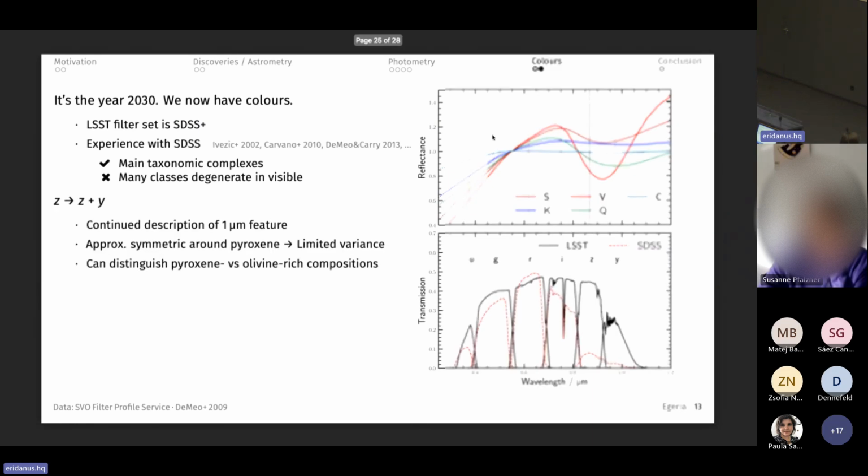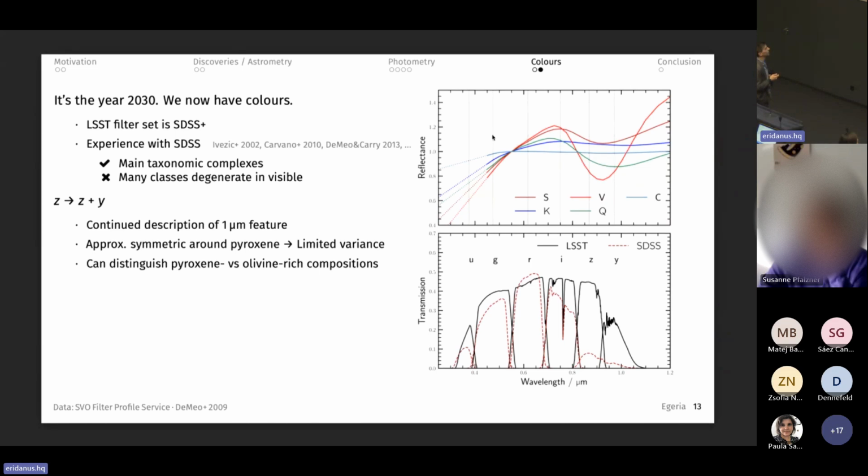However, LSST is SDSS plus the Y filter, which is very interesting because it extends a bit further into the 1 micron absorption feature of asteroids. And I was wondering, what can we then actually do with this Y filter? It turns out for pyroxene-rich classes, the effective wavelengths of the Z filter and the Y filter are quite symmetric around the pyroxene band center, which means that if we look at asteroids which are primarily pyroxene-rich, it will be difficult to tell them apart.